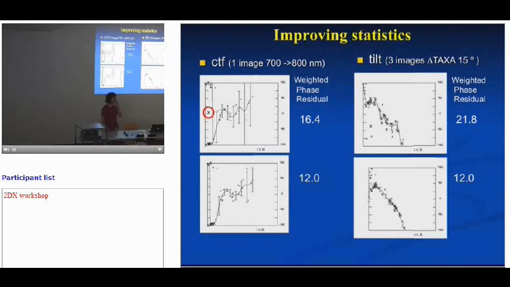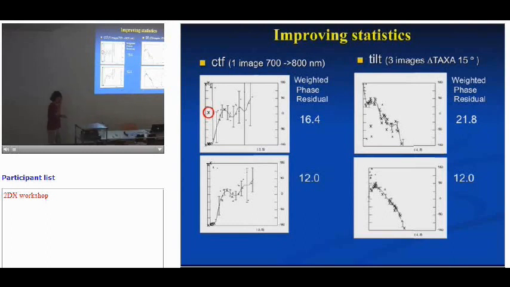One out of many images that is corrected for CTF? Probably, if I remember right, about 40. One out of 40 images makes such a difference. Yeah.